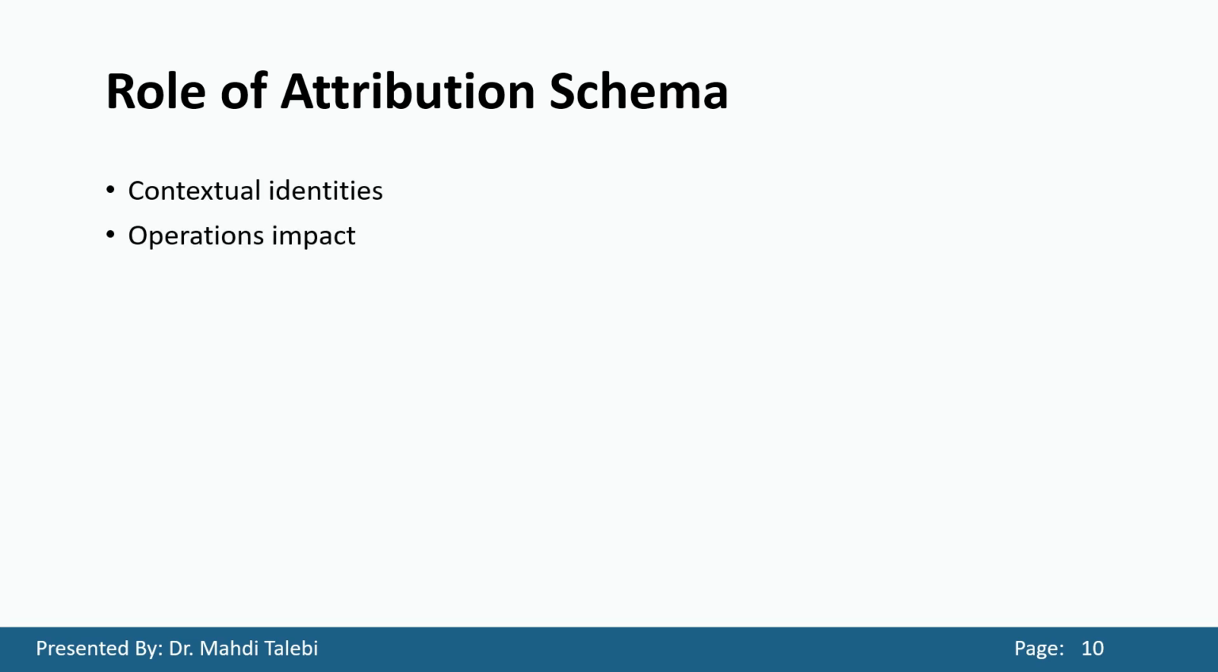Designing a robust attribution schema is essential for maintaining contextual identities within an organization's zero-trust framework. Understanding the implications of changes related to these identities allows organizations to assess their impact on operations, support, and the overall zero-trust journey. This comprehensive approach enables continuous monitoring and facilitates adaptive policy management in response to operational shifts and emerging security threats.